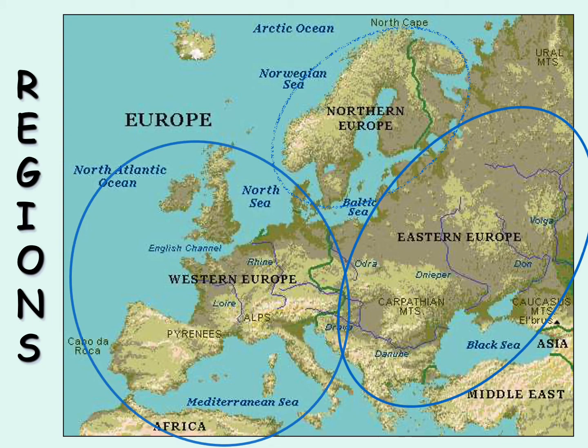So we see three different kinds of regions. We have Western Europe, Eastern Europe, and Northern Europe. That's how Europe is broken up, like when we were talking about World War II. We were talking about Western Europe and Eastern Europe.